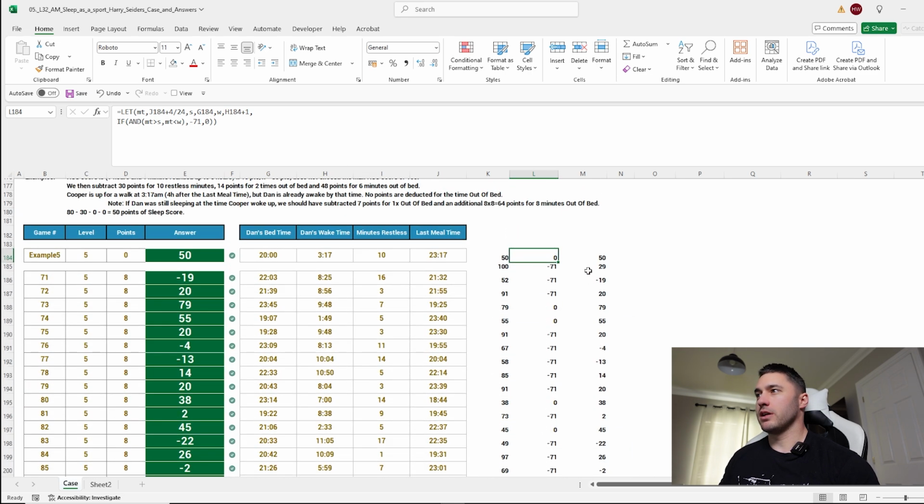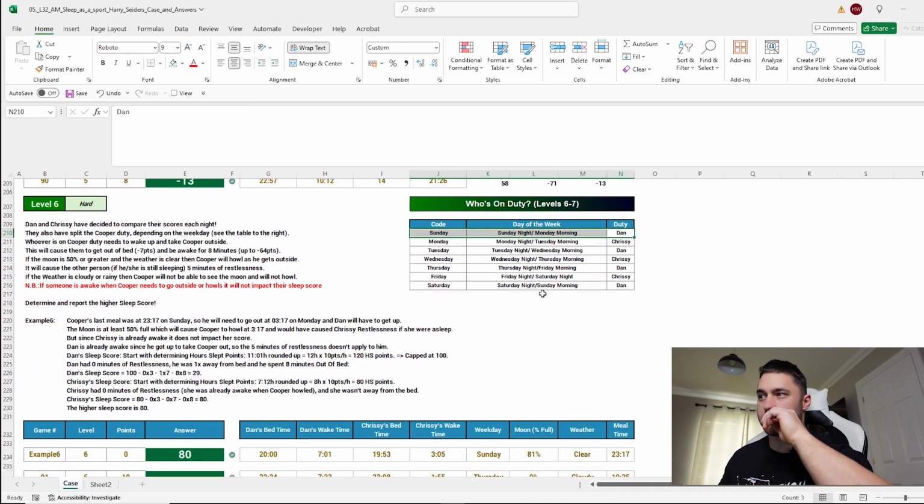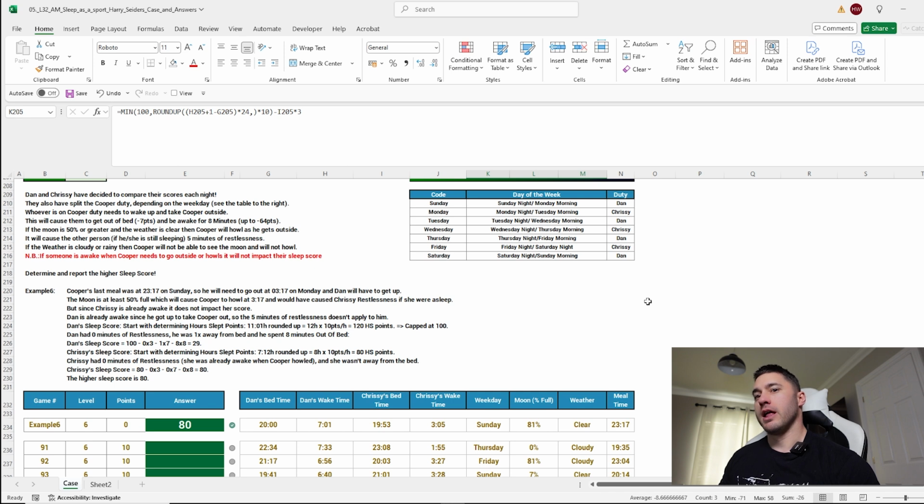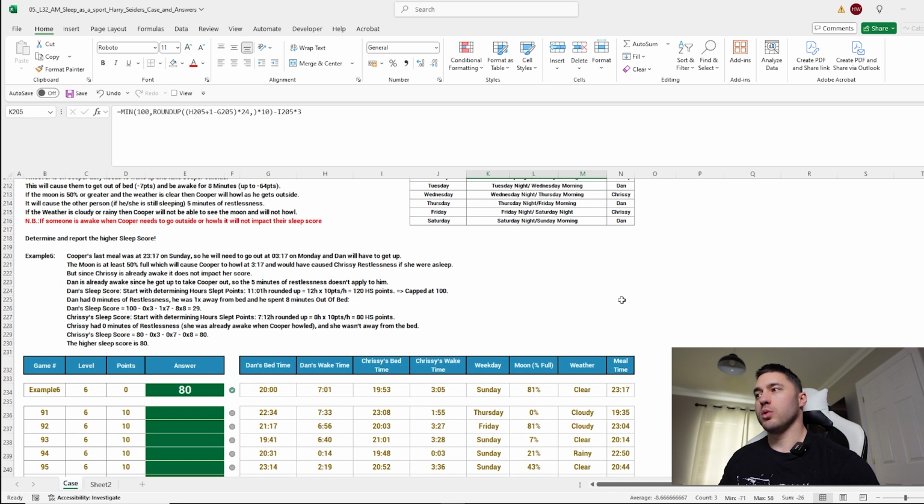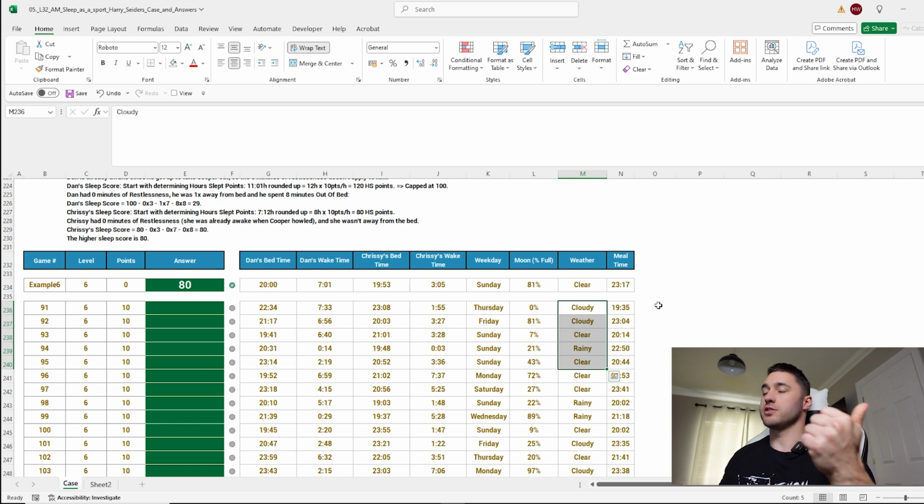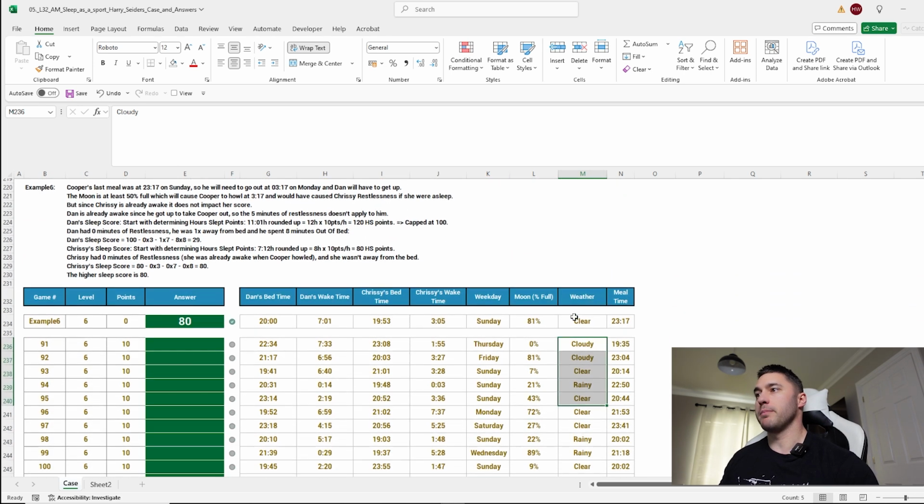Level 6 is where it gets a bit harder. So we're going to basically calculate what we just did for both Dan and Chrissy, determine whose day it is to walk the dog, and then see whose points are bigger, so who has the higher sleep score. There's one added complication. We now have the dog howling. So the dog will howl during its walk if the moon phase is above 50 and the weather is clear. And if the dog howls, then the person who's not walking the dog, i.e. the person who's in bed, gets 5 minutes of restlessness, which is worth 3 points each, so they minus 15 points.